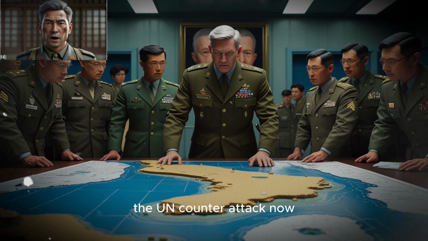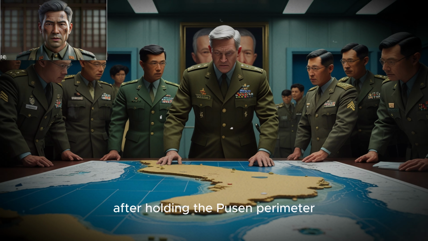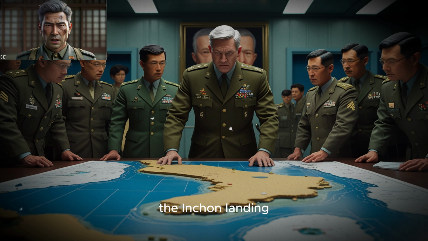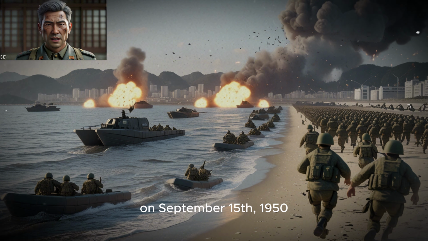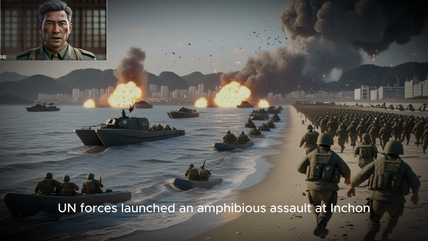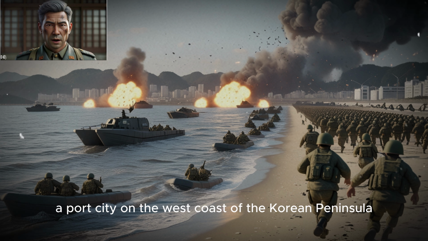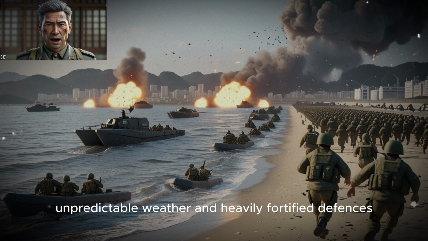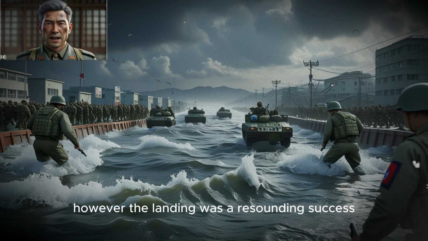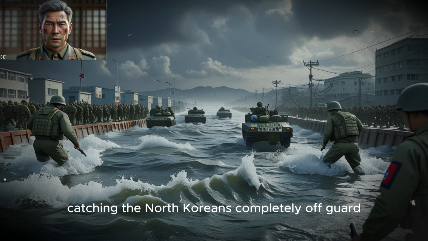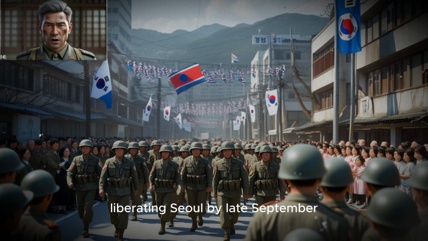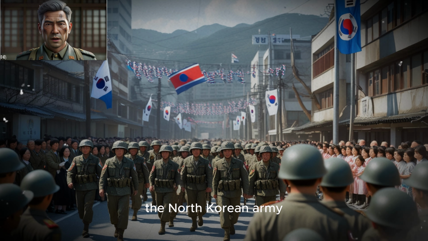The UN counterattack. Now we turn to one of the most dramatic moments of the war. After holding the Pusan perimeter and stabilizing their position, General Douglas MacArthur planned a daring counteroffensive, the Incheon Landing. On September 15, 1950, UN forces launched an amphibious assault at Incheon, a port city on the west coast of the Korean Peninsula. The operation was an extraordinary gamble due to Incheon's narrow tides, unpredictable weather, and heavily fortified defenses. However, the landing was a resounding success, catching the North Koreans completely off guard and cutting off their supply lines. UN forces rapidly advanced inland, liberating Seoul by late September. The North Korean army, now disorganized and facing logistical collapse, retreated in haste.